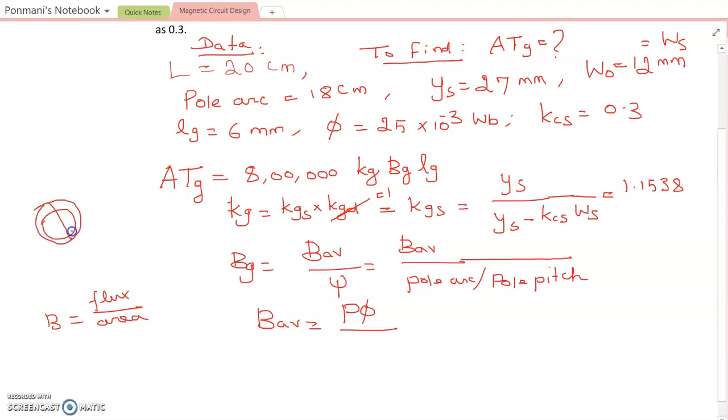So this dimension is D, that is the inner diameter of the stator. This is D on one side, and the actual construction of the armature will be cylindrical in nature with a length of armature as L. So this length is L.